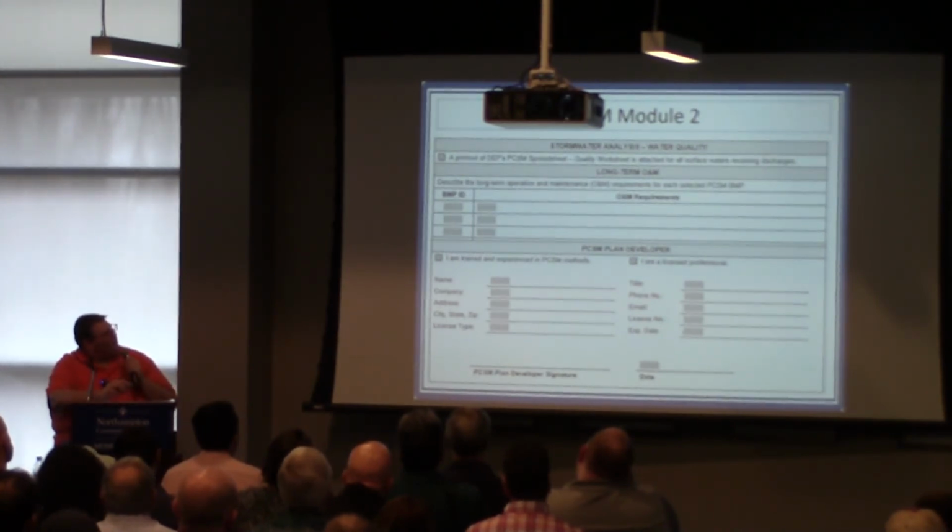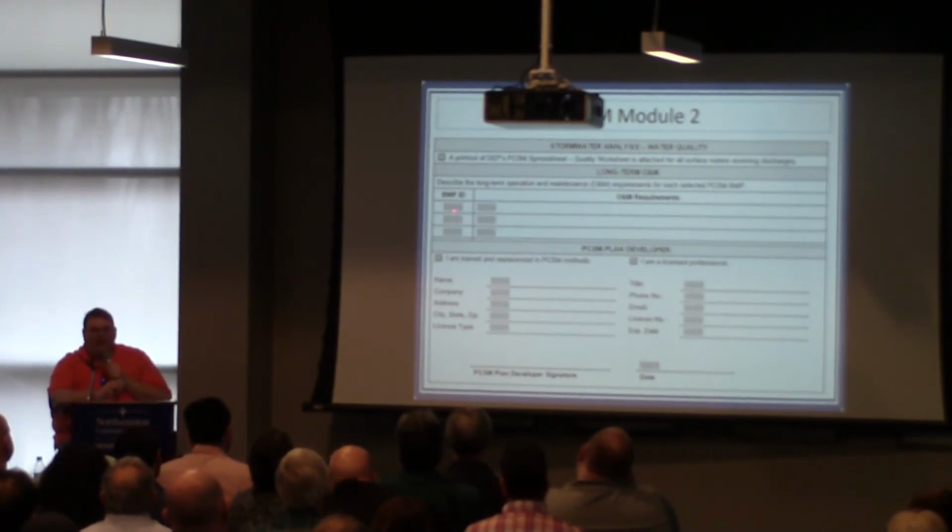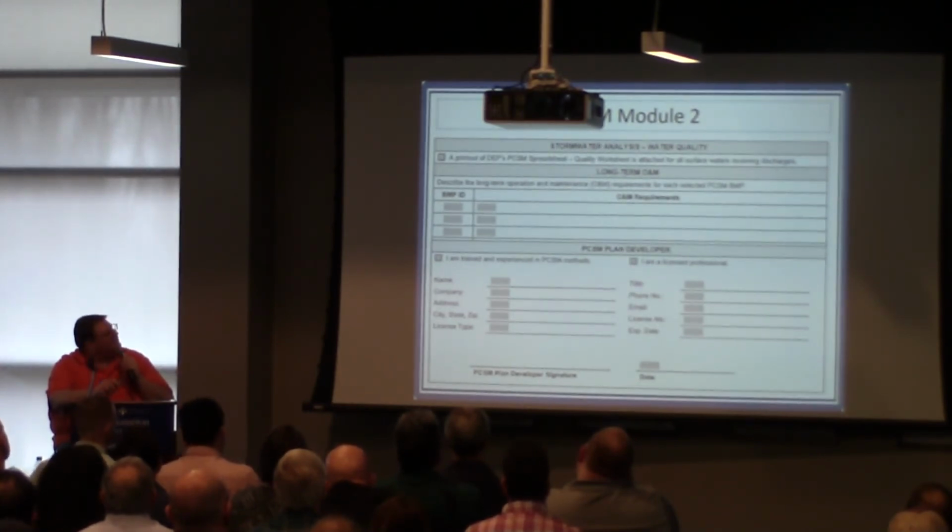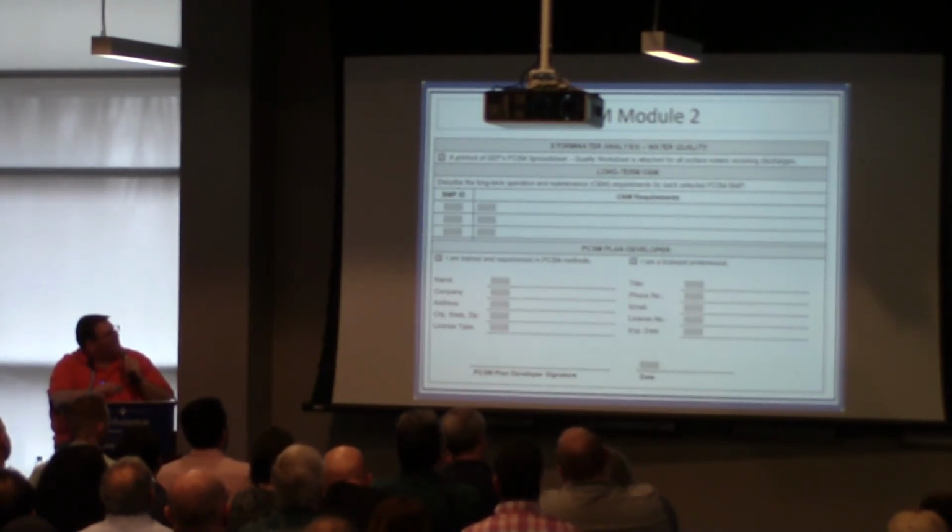And then we're going to go into the long-term O&M. BMP IDs, obviously you only have 3 sections here. More than likely, if you have a site of any significant size, you're going to have many more than 3 BMPs. So you'll have to either expand this section or provide additional sheets. And again, we talk about the PCSM plan developer, same as what was on the ENS.